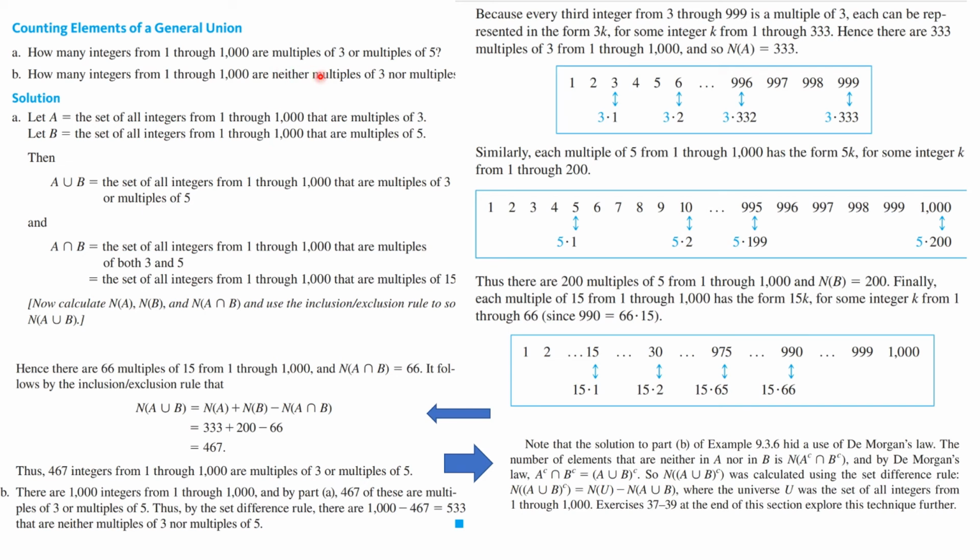Okay, now that actually is the complement of what we're saying. There were 467 that were multiples of 3 and multiples of 5. So by the set difference rule, there are 533 that are neither multiples of 3 nor multiples of 5. So we're actually using De Morgan's law to think about that a little bit.